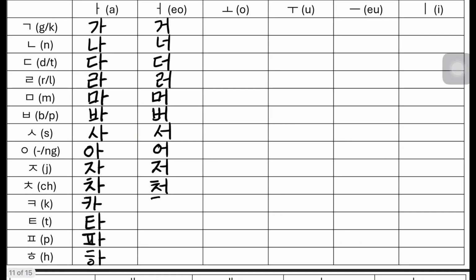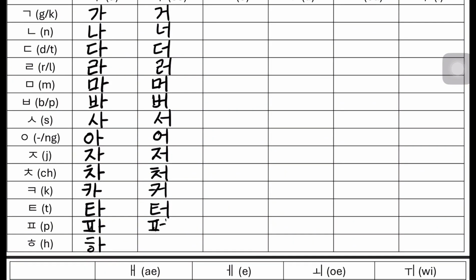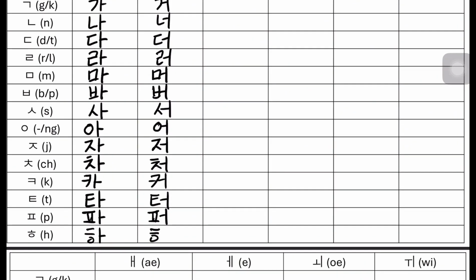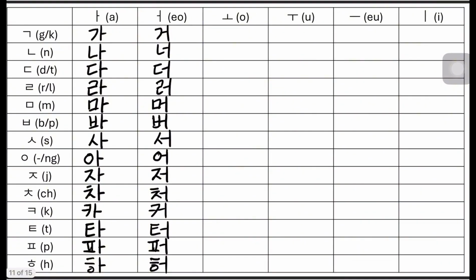And our K with O is ko. And now our T with O is to. And P with O is po. And now H with O is ho. Okay, and our other O, so K with O is go. N with O is no. D with O is do.